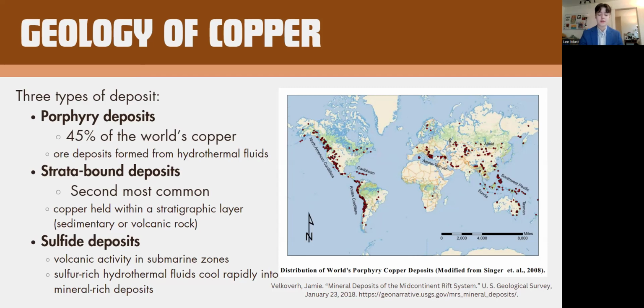And finally, sulfide deposits. These also include copper, nickel, lead, and zinc in the same place, and are found in eastern Canada and the eastern United States, as well as Australia, South Africa, the Philippines, and Cyprus. They have well-defined boundaries and are formed by volcanic activity in submarine zones, either in historic oceans or modern oceans. They form when the sulfur-rich hydrothermal fluids cool rapidly into mineral-rich deposits.